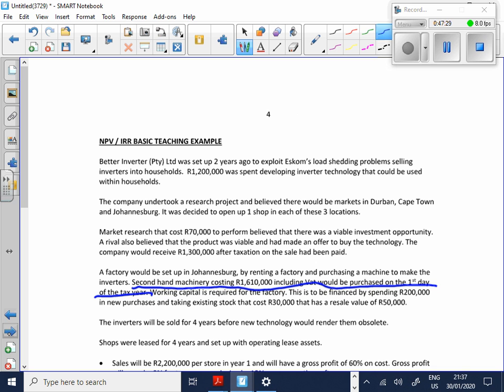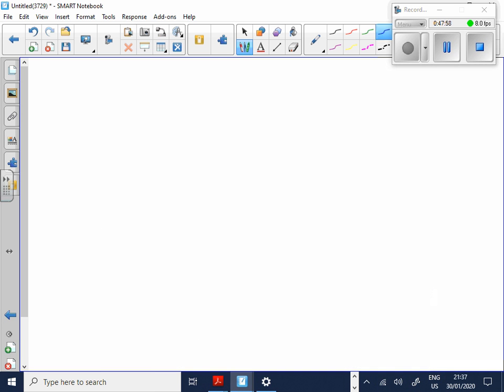It says, Arrival also believed that the product was viable and made an offer to buy the technology. The company would receive 1.3 million after tax on the sale had been paid. Now that's relevant. I have a choice. I can either sell it for 1.3 million rand today, okay, or not. So what is actually the cost of me holding on to this research? 1.3 mil. Are you guys comfortable with that? So what am I going to do with the 1.3?